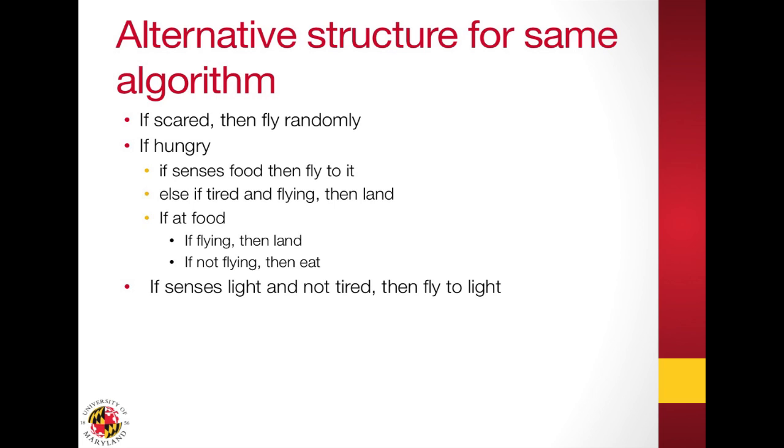So here is a structure for exactly the same algorithm, but structured differently. And it does it by nesting if statements and tying things together. So for example, in the middle it says if it's hungry and if it's at food. So if both of those things are true, then it checks to see if it's currently flying, and if so, then it lands, and if it's not flying, then it eats. You can see this is actually a clearer structure by organizing the conditions in a hierarchical manner rather than sequencing them all together. Now we're ready to start looking at code.